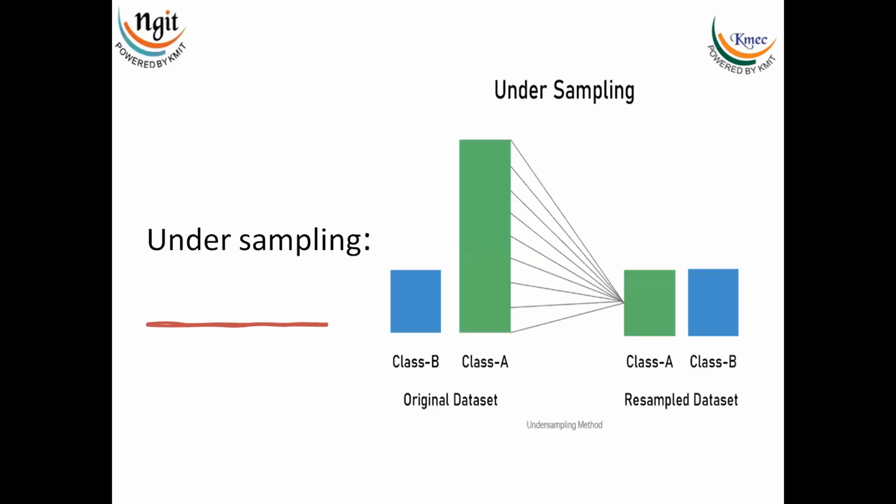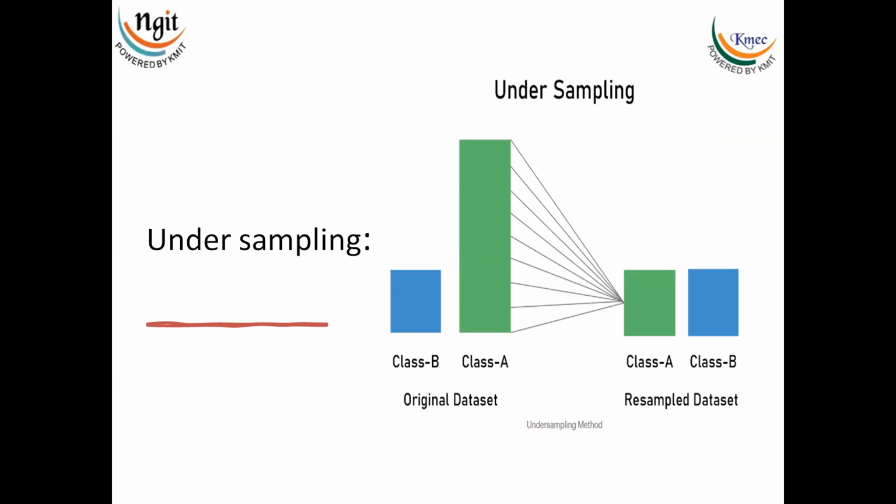The other way is undersampling. It is just the opposite of oversampling. Here you again have class B data which is less than the class A data. So what you do is simply reduce the class A data, so both classes will have an equal amount of data. So this is called undersampling.